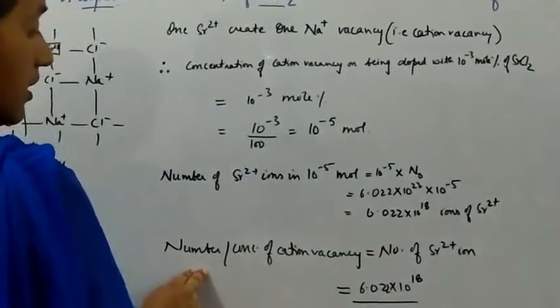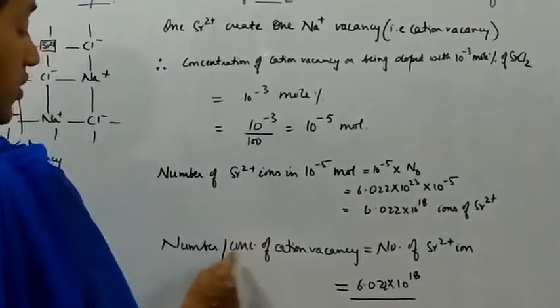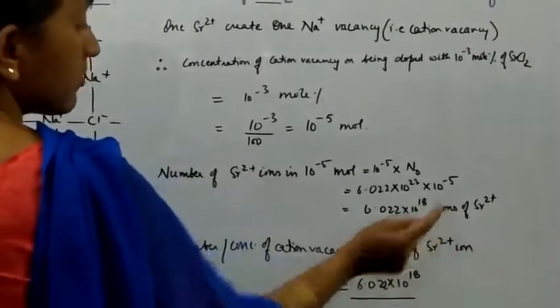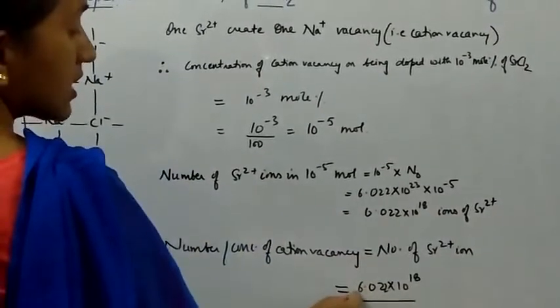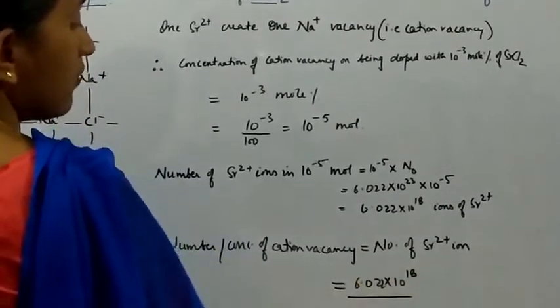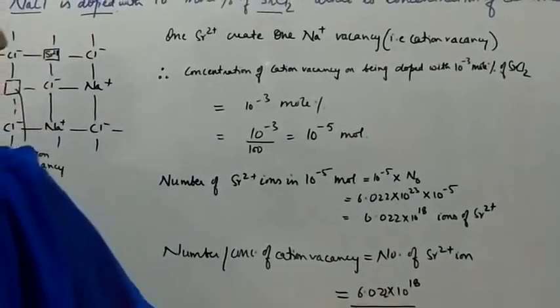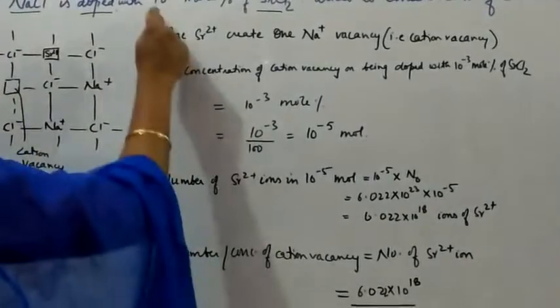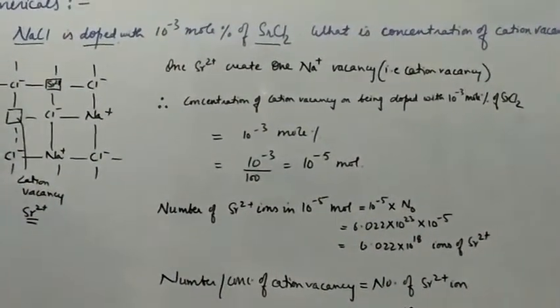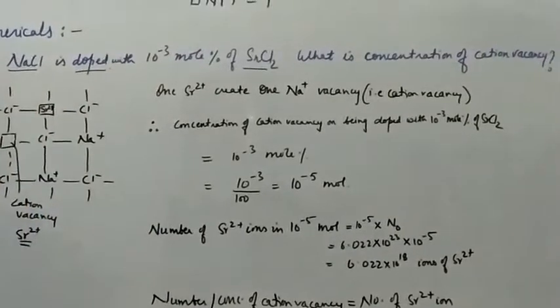So the concentration here in terms of number will be the number of strontium ions. So it is coming 6.02 into 10 raised to power 18. So this much number of cationic vacancies will be there, right, when 10 raised to power minus 3 mole percent of strontium chloride is added in NaCl.